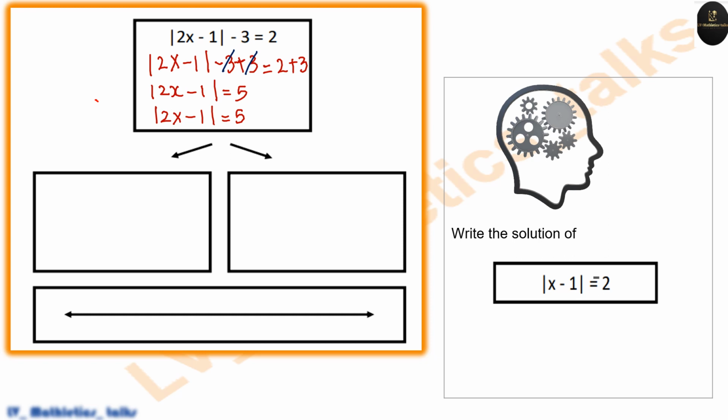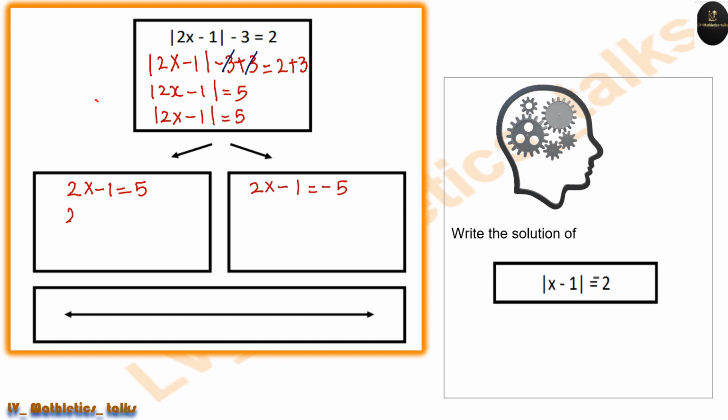Now the next step, because it is already isolated, so let us go ahead and do the second step. What is the second step here? To split it into two equations. So the first equation will be 2x minus 1 is equal to 5, and the second equation will be 2x minus 1 is equal to minus 5.